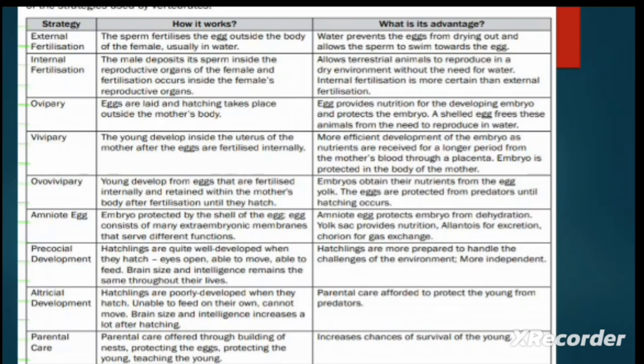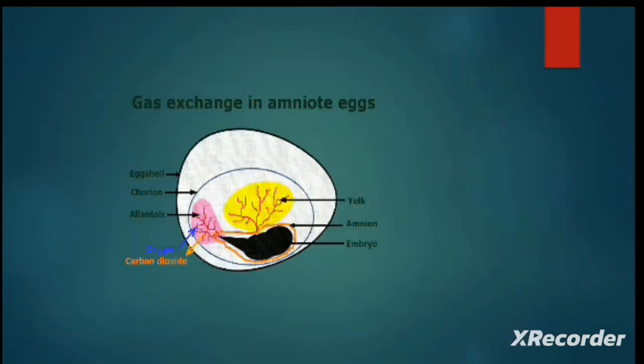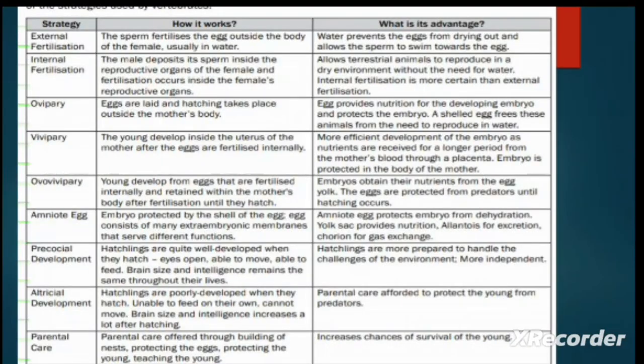In oviparity, where eggs are laid, like in chickens, what happens is internal fertilization as well. So let's look at the amniotic egg. In the amniotic egg, the embryo is protected by the shell of the egg, and it consists of many extra-embryonic membranes that serve different functions.